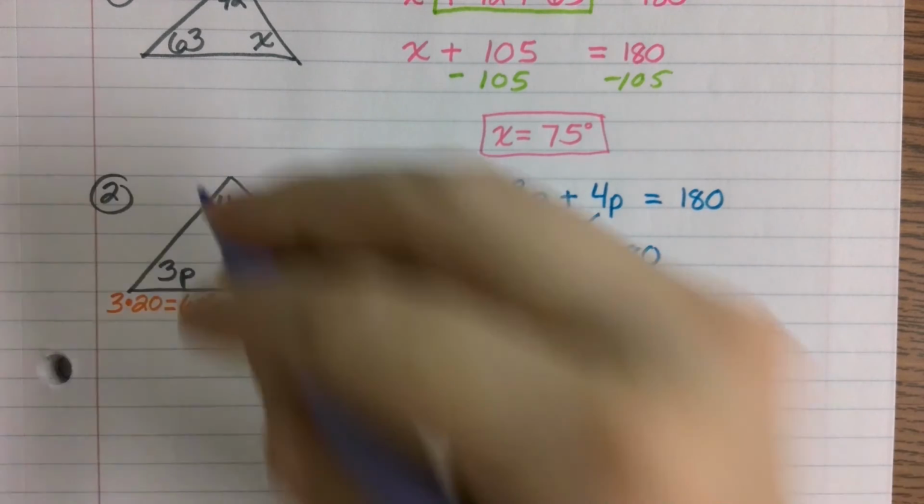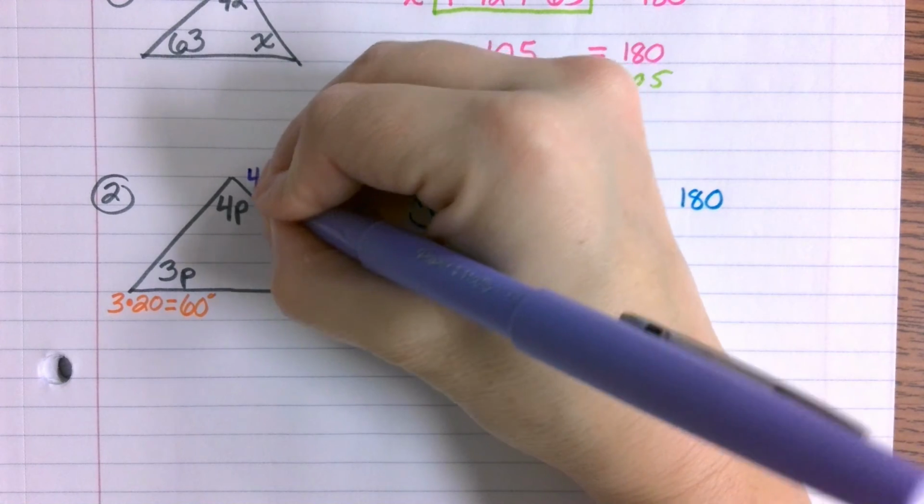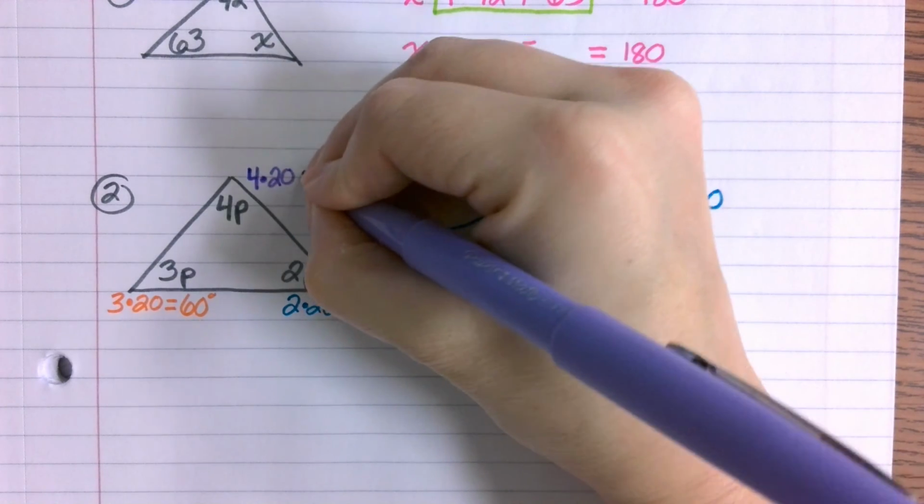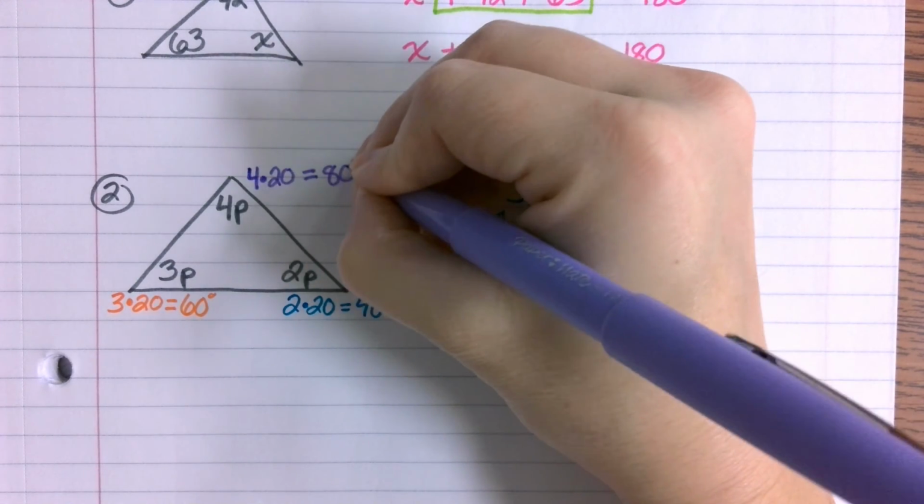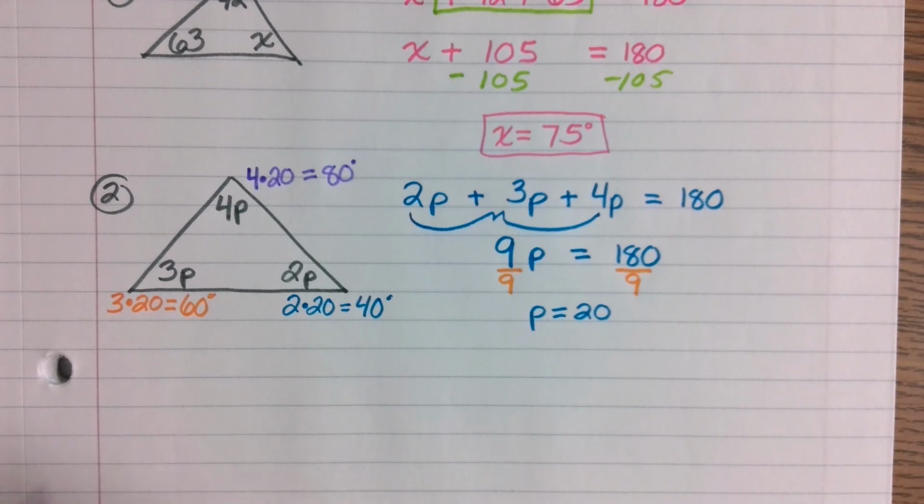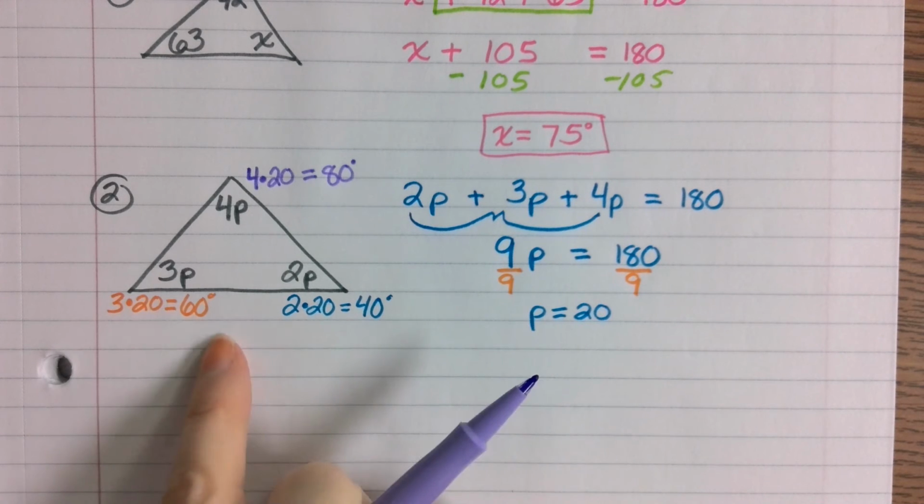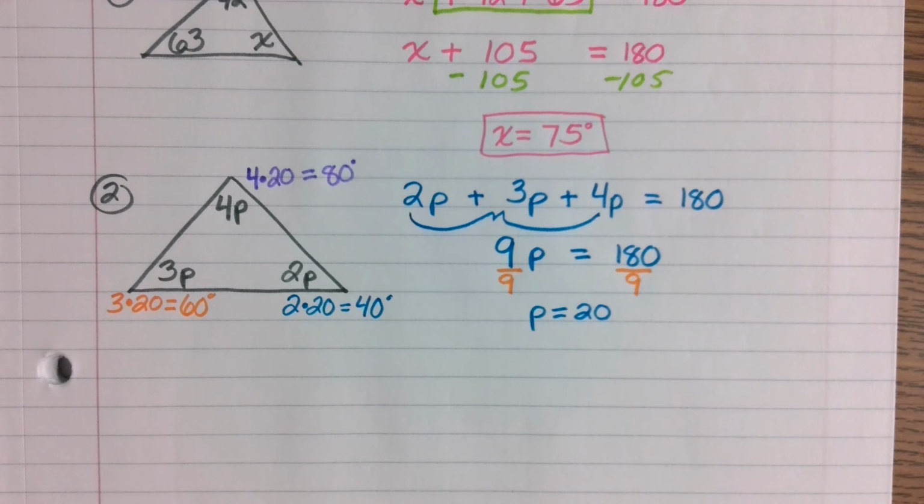And then for my top, I can do 4 times 20, which is going to equal 80 degrees. And wouldn't you know, if I add 40, 60, and 80 together, what do you think it's going to equal? 180. Okay, let's try another little complex one.